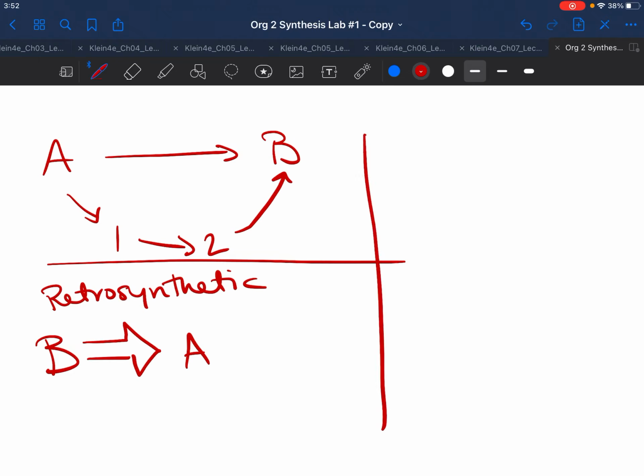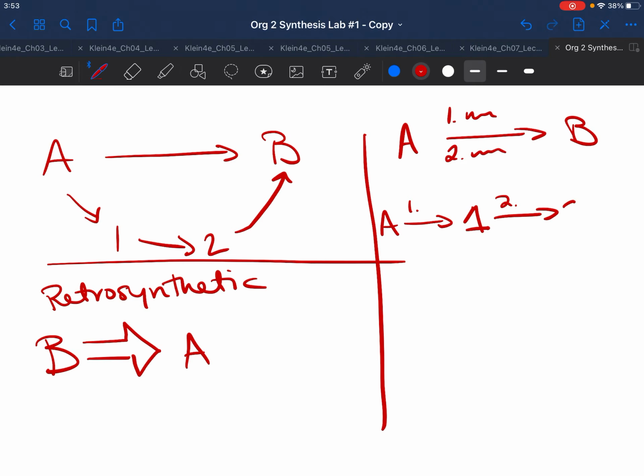There are also a couple of different ways that you can show this. Let's say that we're doing this very generic. A goes to intermediate 1, intermediate 2, and then to B, your product. You can show me like this, where you do 1 reagents, 2 reagents. However, it is much easier for me to grade and find partial credit if you show me the individual steps. If you show me 1, here is the intermediate product 1. 2, whatever those reagents are, here's intermediate product 2.